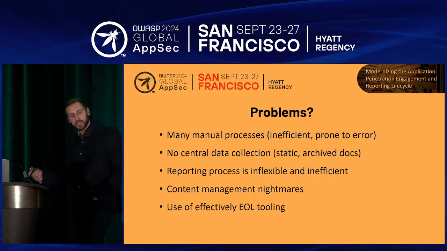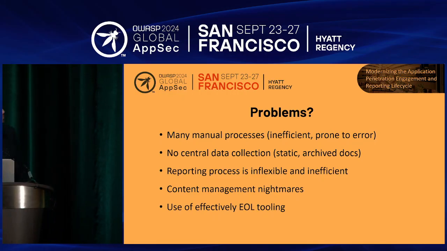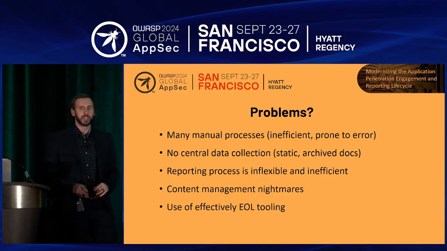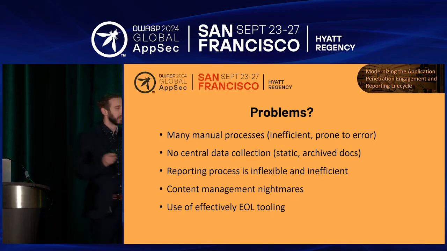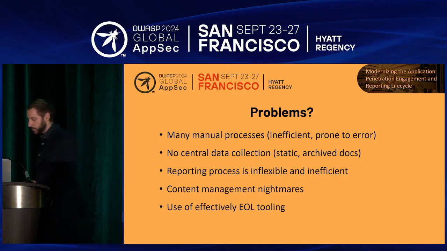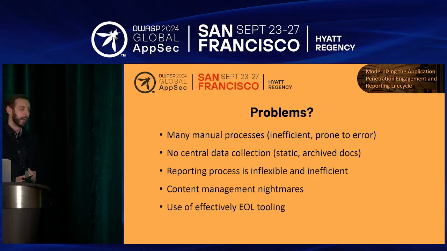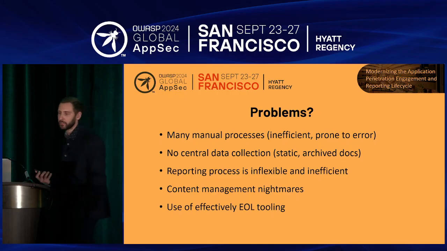As I mentioned, there's no central data collection. We have all these static documents that are separate documents, and a lot of them contain basically the same information that's repeated multiple times, and they go into the folder, they're archived. There's a lot of metadata and information surrounding our engagements that's not just the specific finding information that is worth keeping and centralizing, but we don't have anything that does that. The reporting process is, of course, inflexible and inefficient. I don't think I need to share all the reasons why. Content management nightmares, of course, and a lot of the tooling that we're using is, I would call, effectively end of life, or at least seemingly not really maintained.